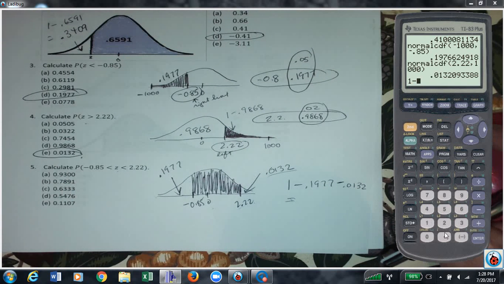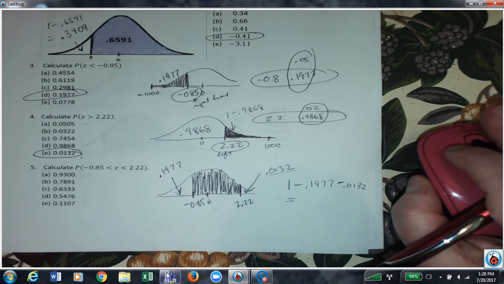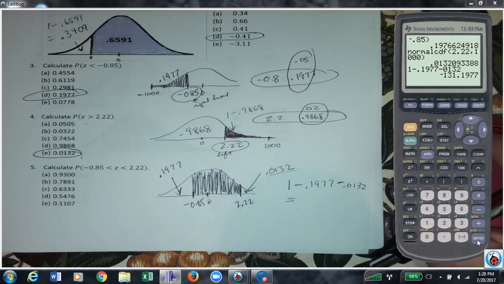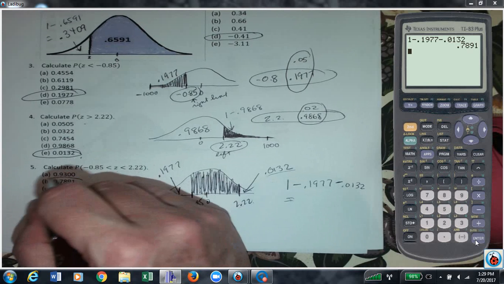So 1 minus 0.1977 minus, oops, okay, let me get it back. Where was I? And then minus 0.0132. Oh, sorry, my bad. Let's try again. 1 minus 0.1977 minus 0.0132. And I get 0.7891.